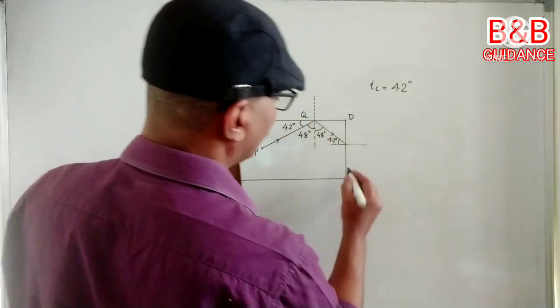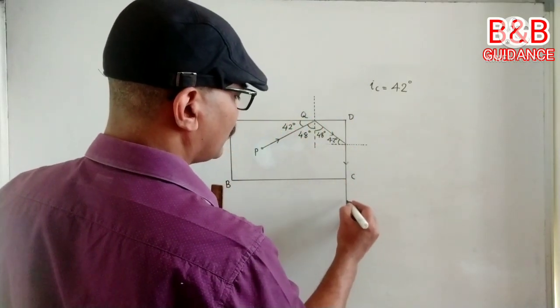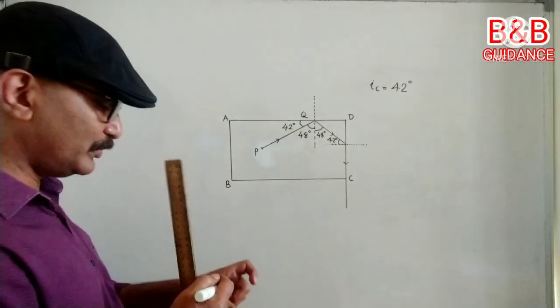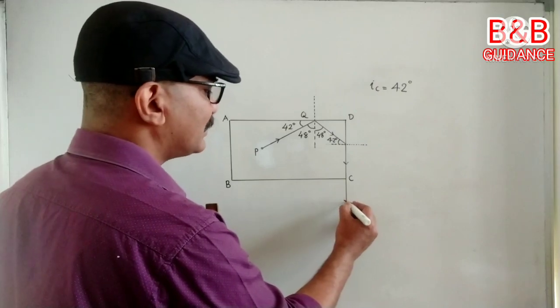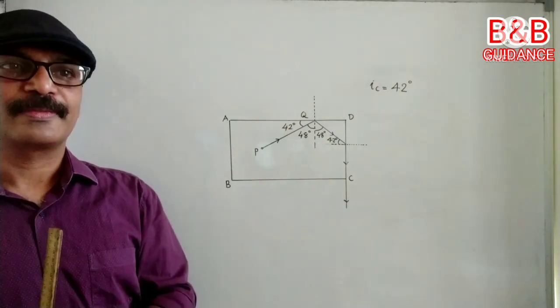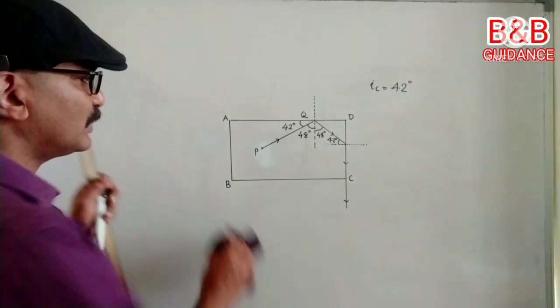You have to show that. Don't forget to put arrow mark. To get the mark in the examination, you have to show the arrowheads as well as this angle of incidence. Okay, you have done that. Very good. Another one.